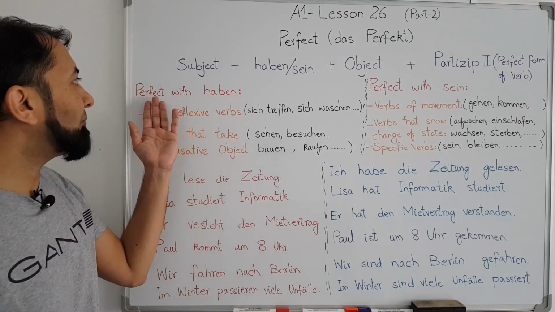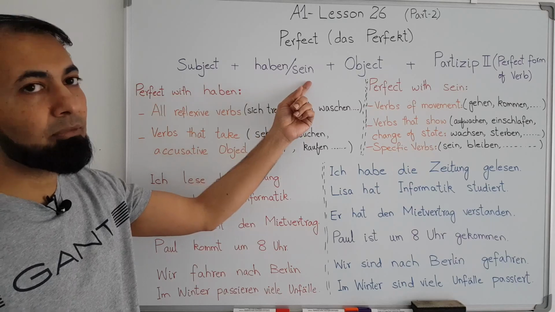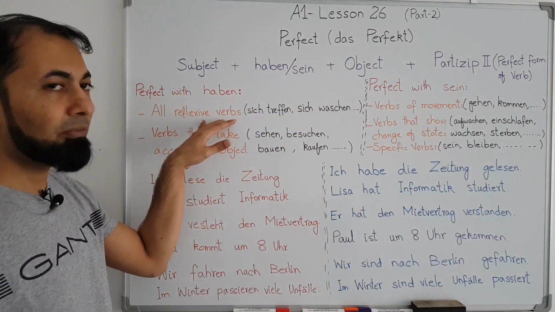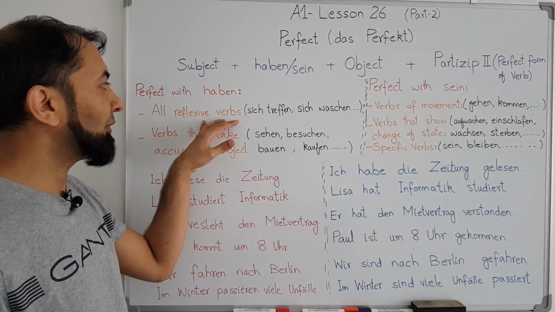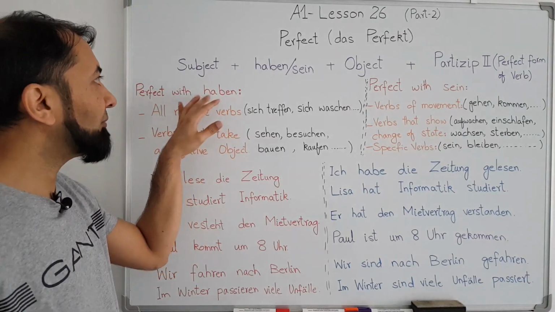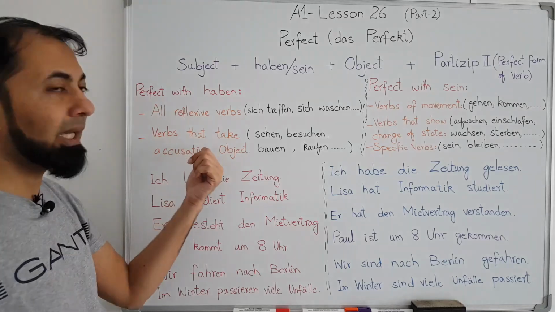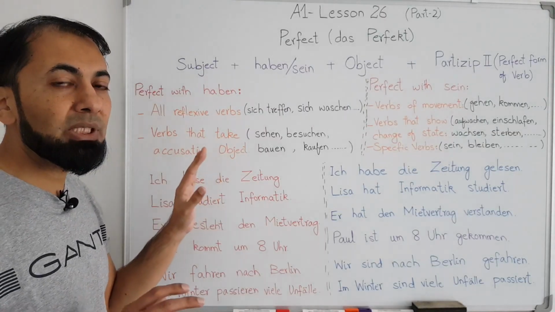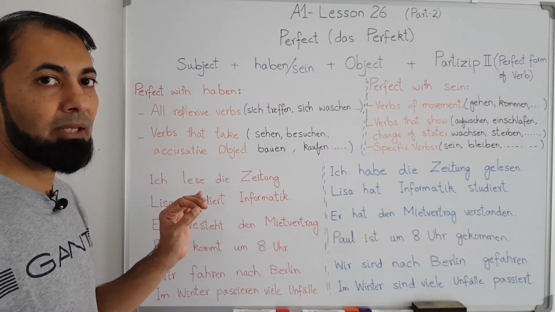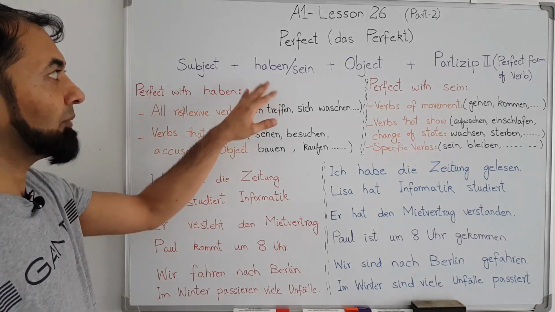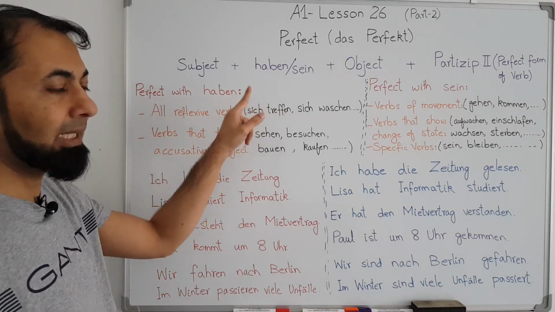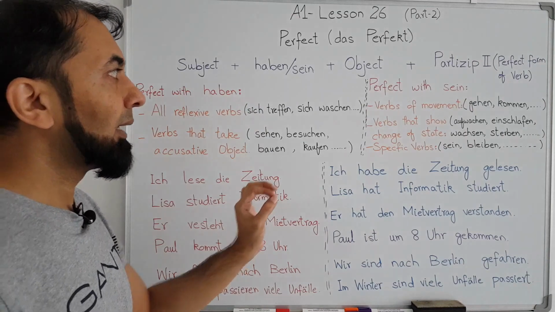Now first we see when we have to select haben and when we have to select sein. There are reflexive verbs in German language that will always use haben verb at the second position. Then there are certain verbs which always require an object. Whenever we have to use these direct objects in German language in perfect tense, we will always use haben verb at the second position in the perfect tense.